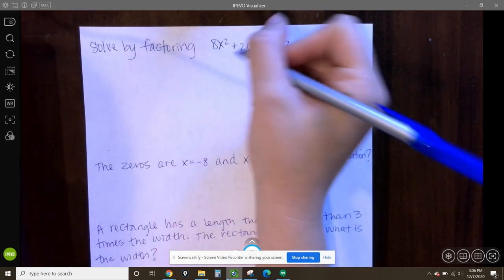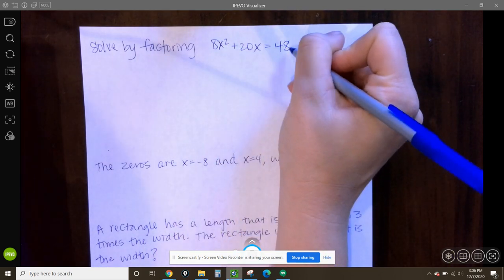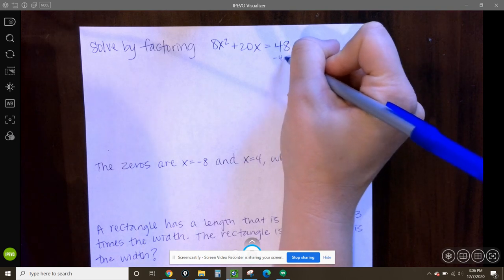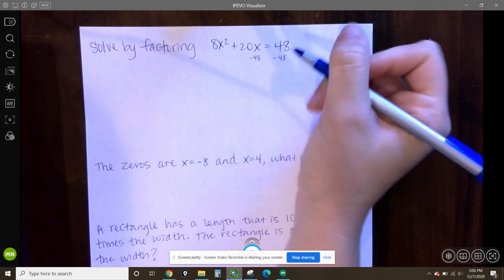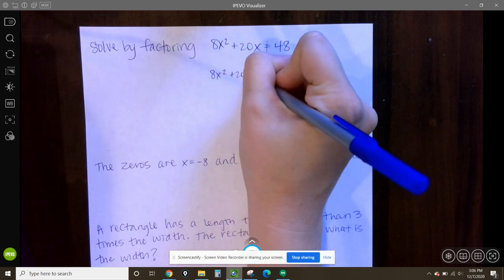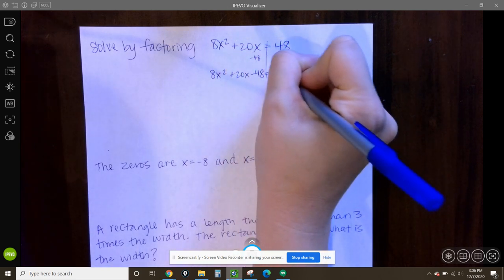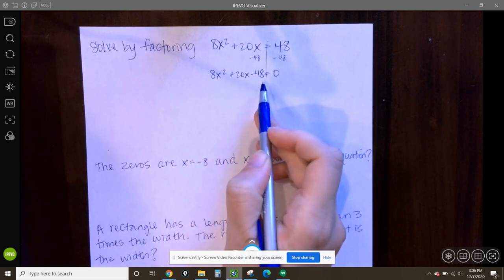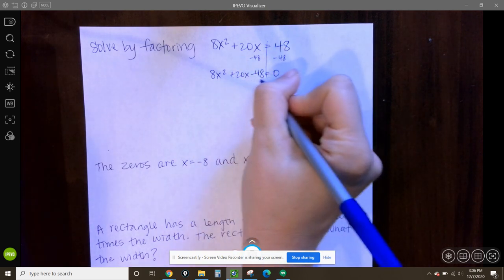So what you want to make sure you do first is get it equal to 0 on one side. So I'm going to have to subtract 48 from both sides. So I end up with 8x squared plus 20x minus 48 equals 0. So that's just the first step, getting everything on one side. Now I can factor this.